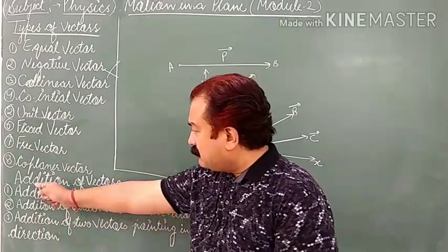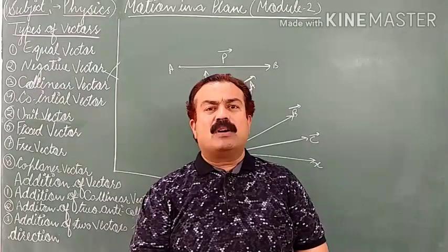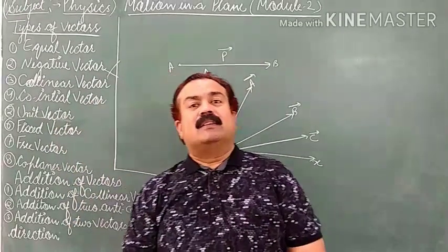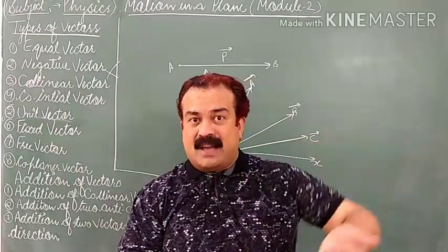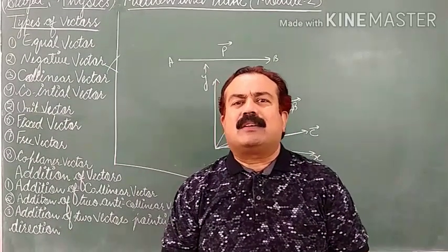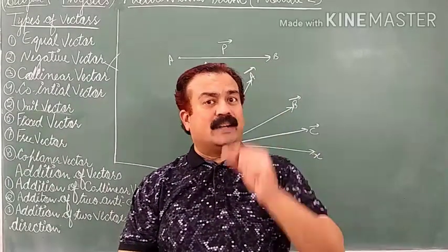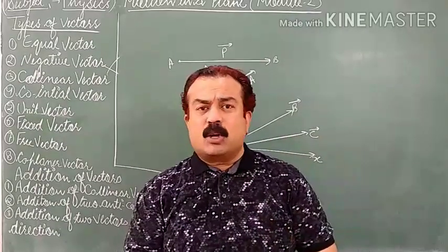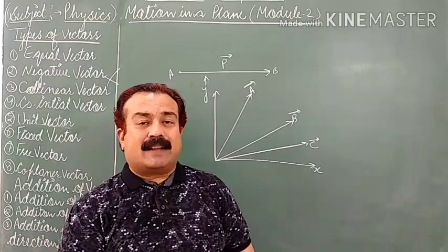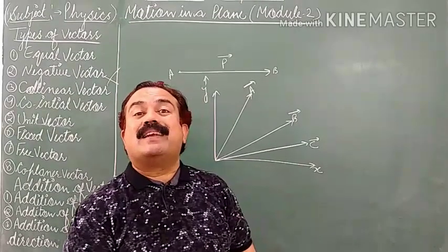Now we have done all the vector definitions. One more definition I am telling you, as we have done co-initial vectors, one more vector we have in the same manner, coterminate vector. What is the meaning of coterminate vector? If we say co-initial, it means those vectors having the same initial point. Coterminate means those vectors that have the same ending point. That type of vectors are called coterminal vectors. You can say coterminate vectors.